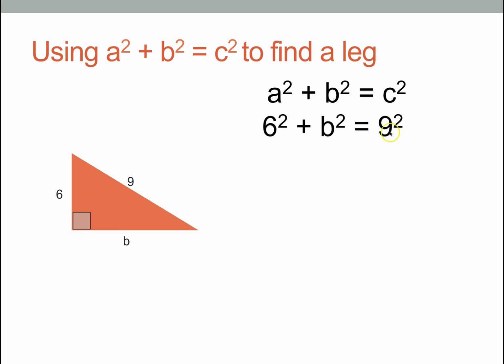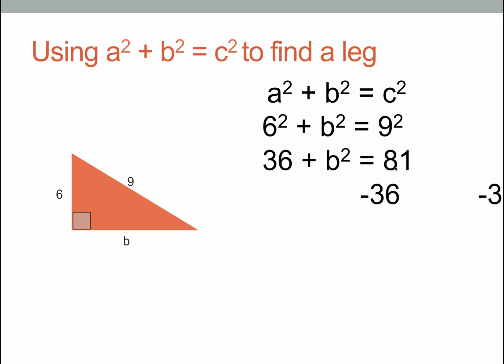So c is always the hypotenuse. Make sure you follow that. Sometimes people make mistakes with that, so that's a mistake you don't want to make. So 6 squared is 36, 9 squared is 81, so 36 plus b squared will equal 81.